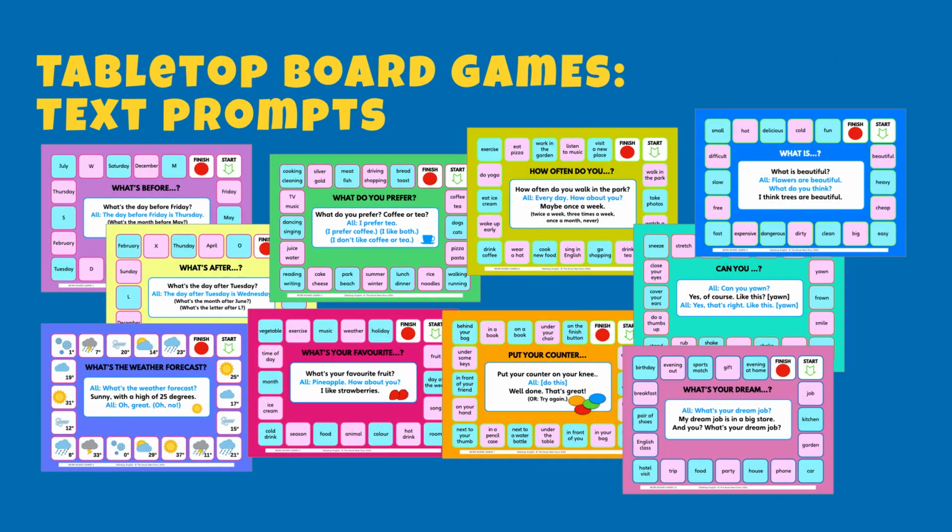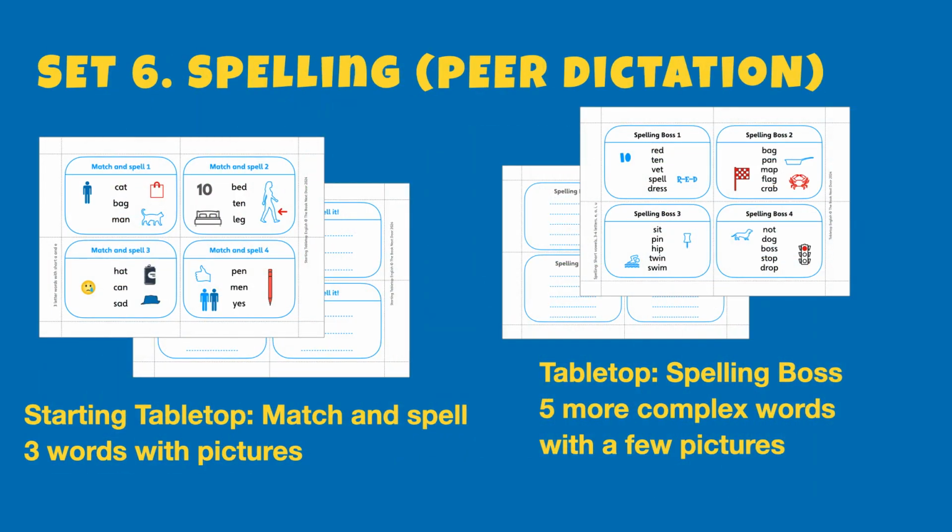Here are the tabletop text prompt board games. And again, as they go on, learners have to respond with their own opinions or ideas. Set 6, spelling, is really more about reading, listening and pronunciation as learners test each other with peer dictation of spelling pattern words. You can see again that starting tabletop is, of course, a little simpler.